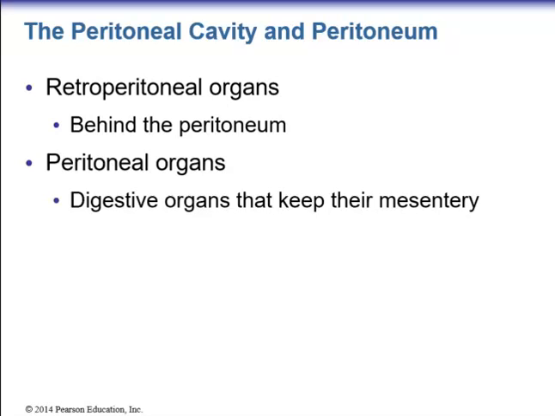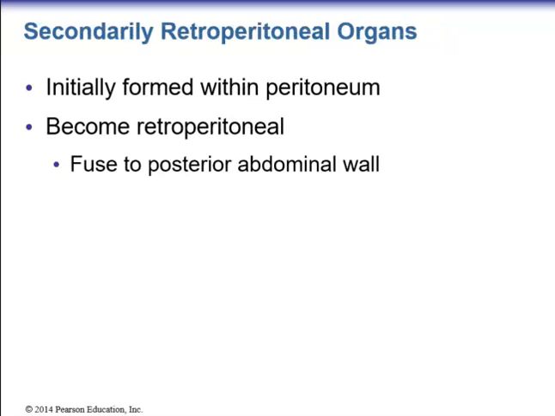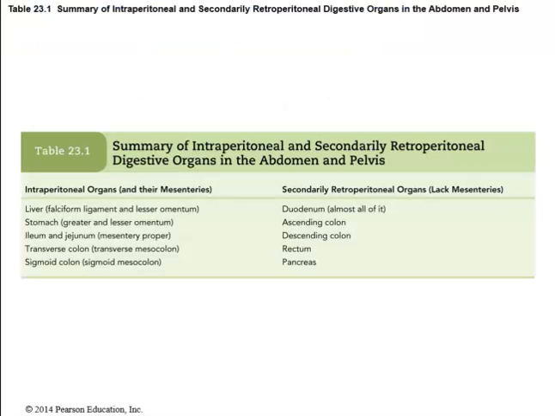And then peritoneal organs, these are the digestive organs that keep their mesentery and stay within the peritoneal cavity. So secondarily, retroperitoneal organs, again, initially they are formed within the peritoneum and then eventually become retroperitoneal. They fuse to the abdominal wall, their visceral peritoneum fusing with the parietal peritoneum and becoming fixed to the dorsal wall. And this is just a nice table that summarizes the intraperitoneal and secondarily retroperitoneal digestive organs in the abdomen and pelvis.